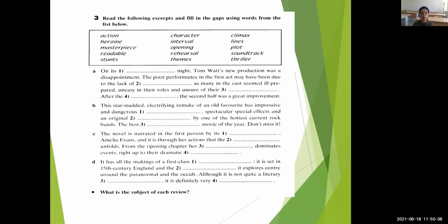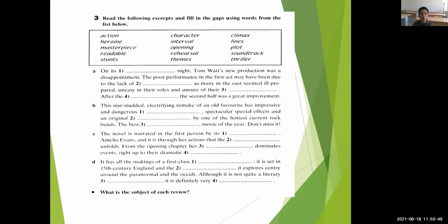You have to read the following excerpts and fill in the gaps in the sentences using the words from the box, like action, heroine, masterpiece, readable, stance, character, interval, opening, rehearsal, scenes, climax, lines, plot, soundtrack, and thriller. Plus you have to say what the subject of each review is. So we have here 4 subjects. They are taken from film reviews. They can be book, story, play, or script reviews. Also, you have to say what kind of script it is and what kind of review it is.